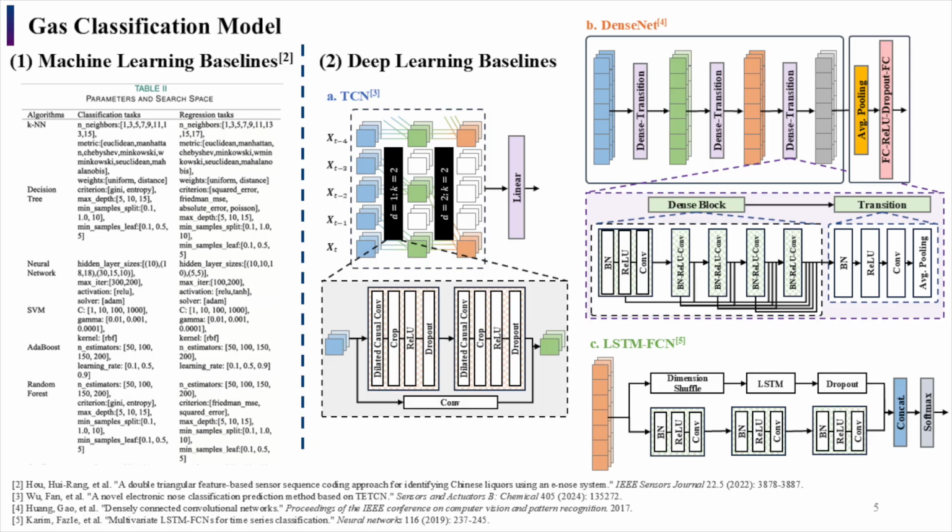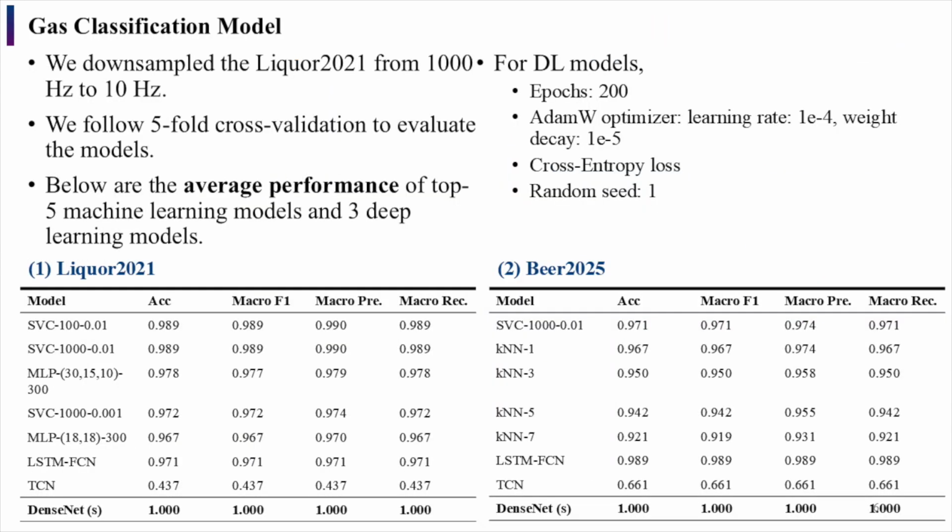We used 6 machine learning models as baselines according to previous ENOS study. By fine-tuning the hyperparameters, we trained 311 machine learning models on 2 datasets, and we also adopted 3 commonly used deep learning models for gas classification. They are temporal convolutional networks, DenseNet, and LSTM-FCN. Before conducting the experiment, we follow the original data downsampling for the Chinese liquor dataset. Then all the models are trained and evaluated by 5-fold cross-validation.